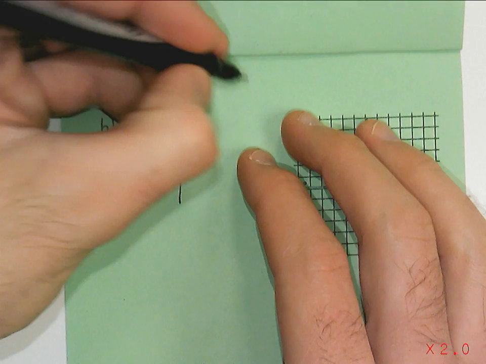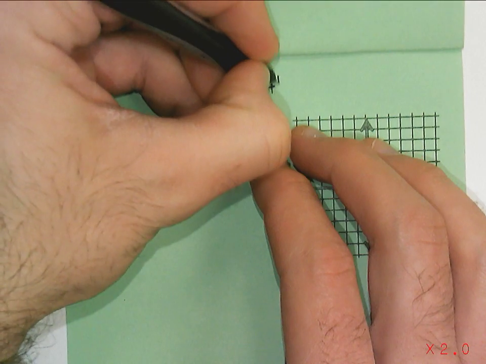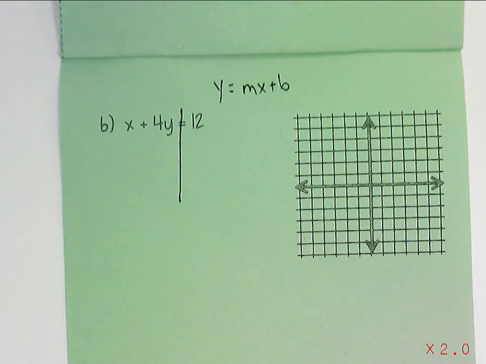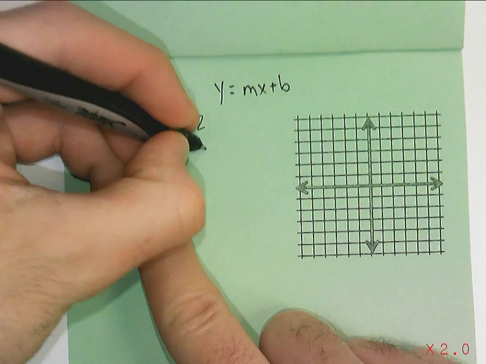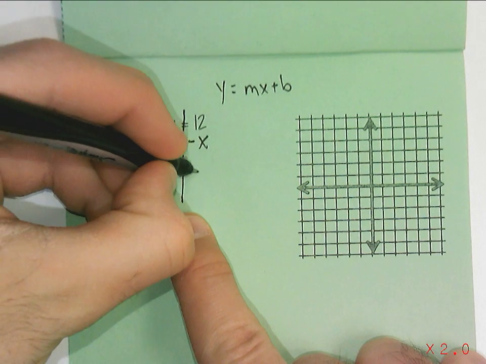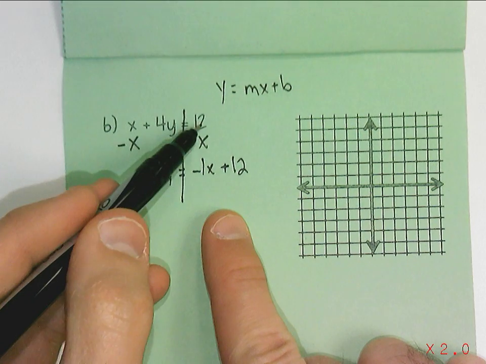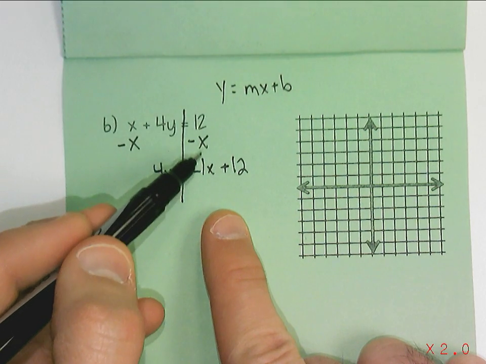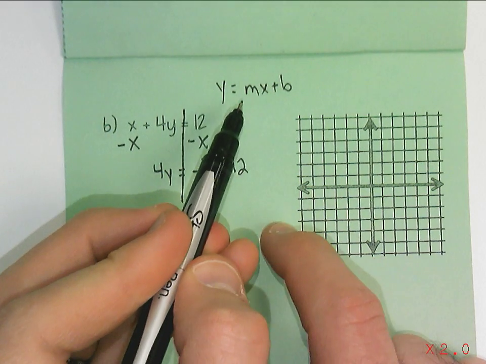Alright, so you should have tried this then. Remember, we want to get this in slope-intercept form, y equals mx plus b. That means I need to get y by itself. I'm solving for that. So the first thing I want to do is subtract x. Rewrite what I have: 4y equals negative 1x plus 12. Remember, you can't combine this 12 and this x. They're not like terms. So I'm just rewriting it so it looks like slope-intercept form.